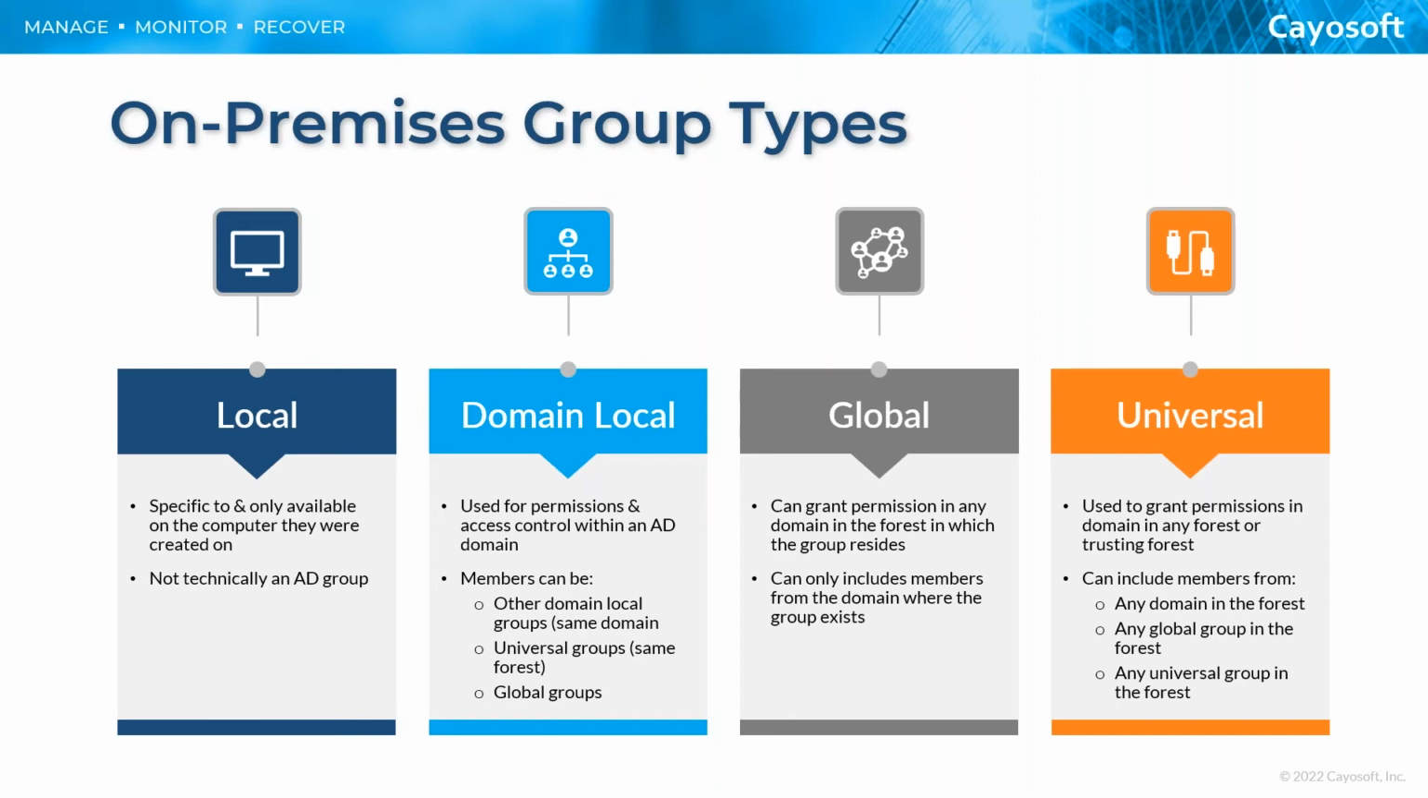Now, the last type of group that you can create on premises is a universal group, and this is by far the least restrictive group type of any of them. A universal group can be used to grant permissions in any domain in the forest or in a trusting forest. And its membership can include users from any domain in the entire forest, any global group in the forest, or any universal group in the forest. So universal groups are very, very powerful.